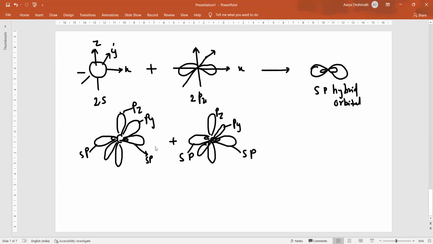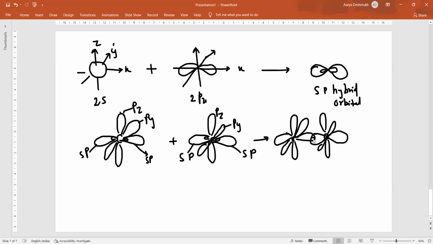Now these two combine together. So we can draw here the third one. Same can be drawn, or you can draw it at the same time. You can omit these two. So we can draw the structure for this like this. And for the second carbon atom, this one, this one, this one. These are the py and pz.